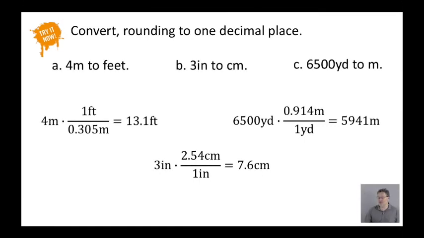Welcome back. We're doing more when it comes to converting different units of length between US and metric systems. 4 meters converts to 13.1 feet. I probably should be using that twiddly equal sign as I'm showing the answers here, because these things are only approximately equal to one another. But nevertheless, 3 inches converts to 7.6 centimeters, and lastly, 6,500 yards converts to 5941 meters.